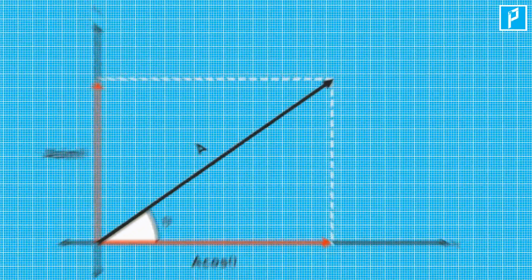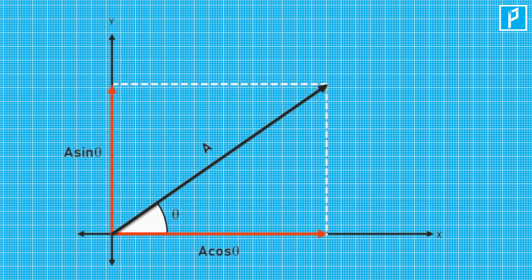If you have a vector which makes an angle theta with the x-axis and has magnitude a, the rectangular component along the x-axis would have magnitude a cos theta, and the rectangular component along the y-axis would have magnitude a sin theta. So you can resolve any vector, be it a velocity vector or any other, into vectors along the x and y axis.